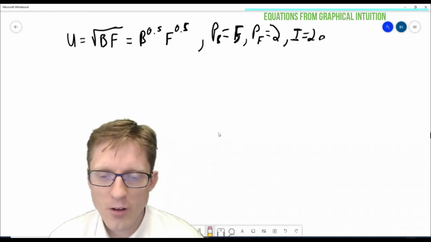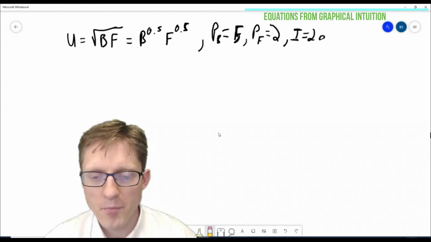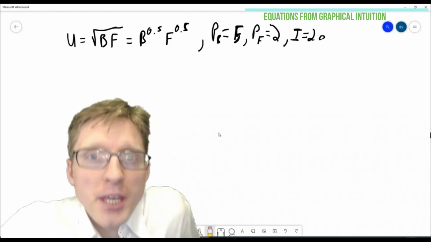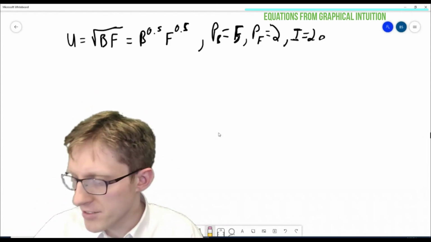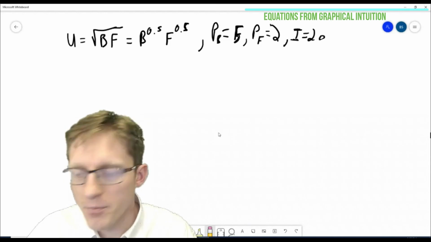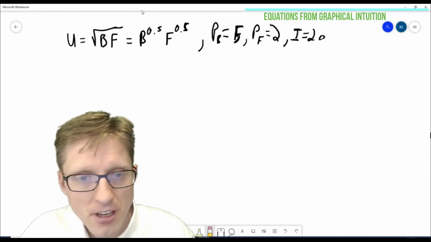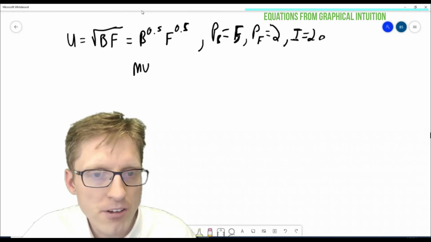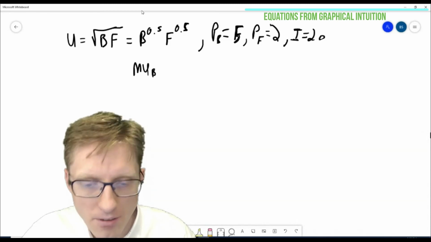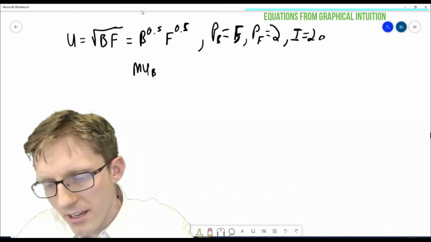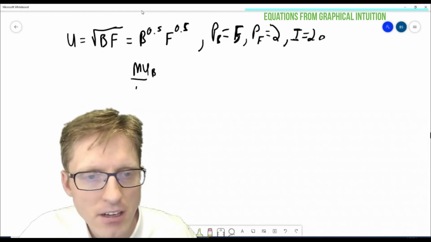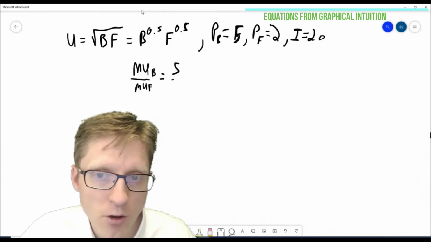Okay, so now let's solve the same problem using the method that I first mentioned, where we use the fact that the ratio of marginal utilities should be equal to the price ratio when the consumer is optimizing. We got that relationship from the graphical analysis, or from the previous video. So we'll write this down here. The marginal utility of, say, b over the marginal utility of f is going to be equal to the price of b, which is 5, over the price of f, which is 2.